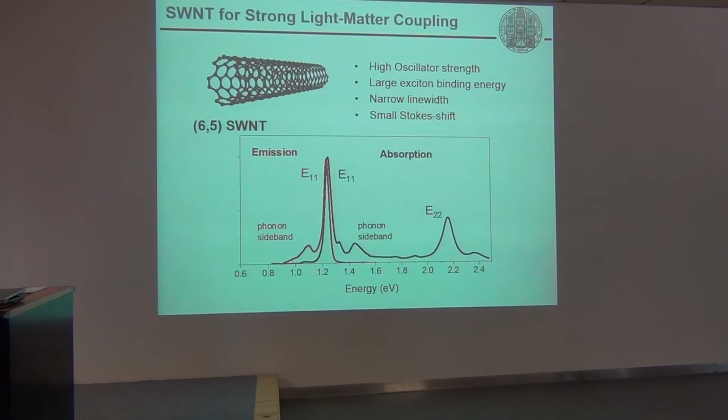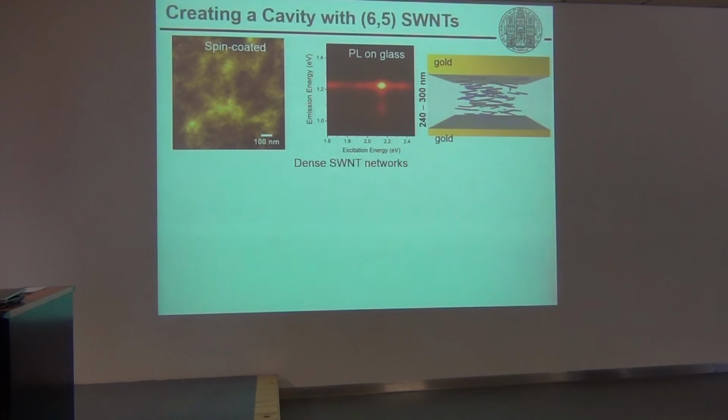Okay, so why carbon nanotubes now? They also have a very high oscillator strength in the near infrared. We have the large exciton binding energy, which mainly comes from the dimensionality, a narrow line width, which is always nice, especially from an experimental point of view, and a very small Stokes shift, so absorption and emission overlap very nicely. So all of these are great, and plus carbon nanotubes can conduct current. Yeah? So you can do electrical pumping, which I will show you in a moment.